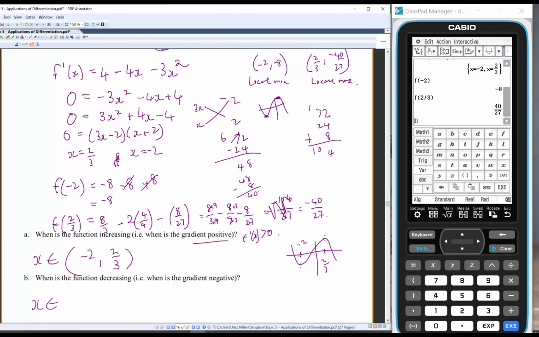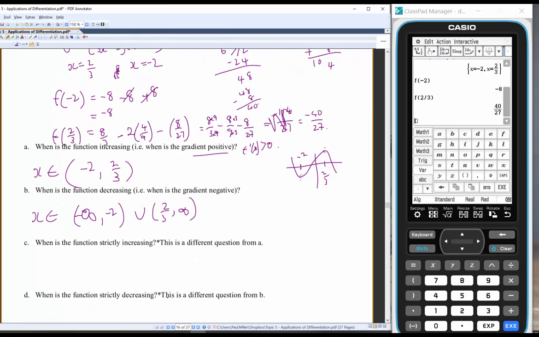When is it decreasing? Well, it's this part and this part here. So that's between negative infinity to -2, not including the -2 because that's a 0 gradient point, union with 2/3 to positive infinity.